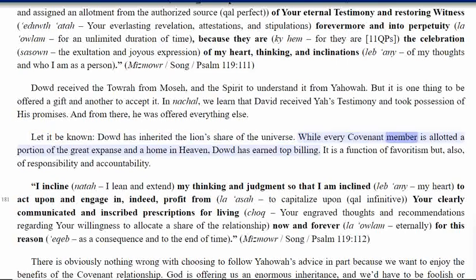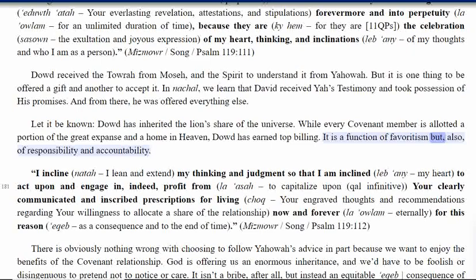While every covenant member is allotted a portion of the great expanse and a home in heaven, Dowd has earned top billing. It is a function of favoritism but, also, of responsibility and accountability.